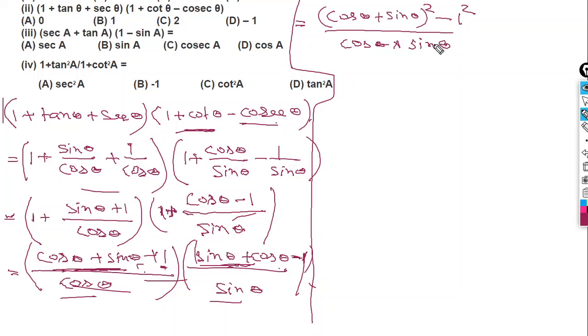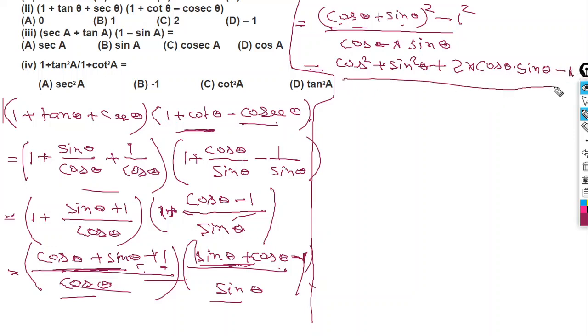Okay, now what we can do, we can use the formula a plus b whole square, a square plus b square plus 2ab. Equals cos square theta plus sin square theta plus 2 into cos theta into sin theta, minus 1 square is 1, divided by, here as it is we will write cos theta into sin theta. Okay, let's see what happens.